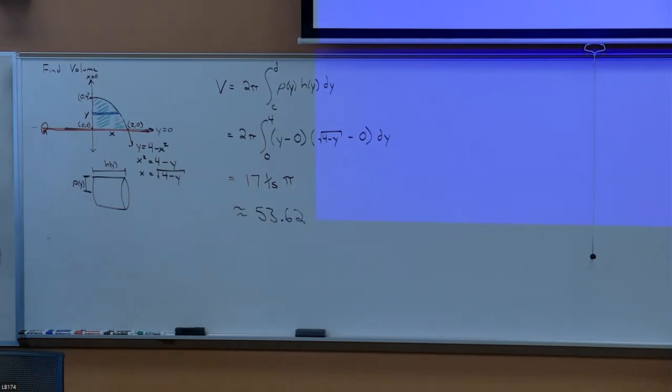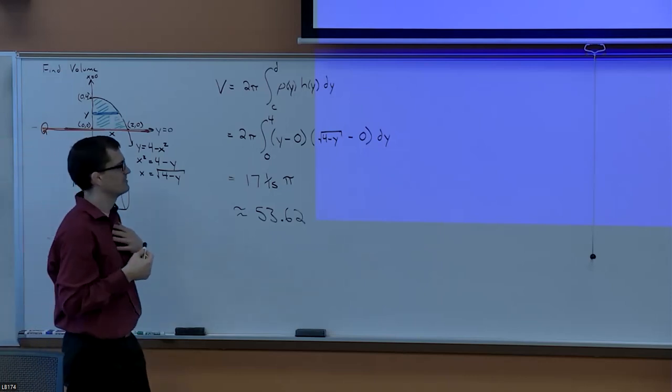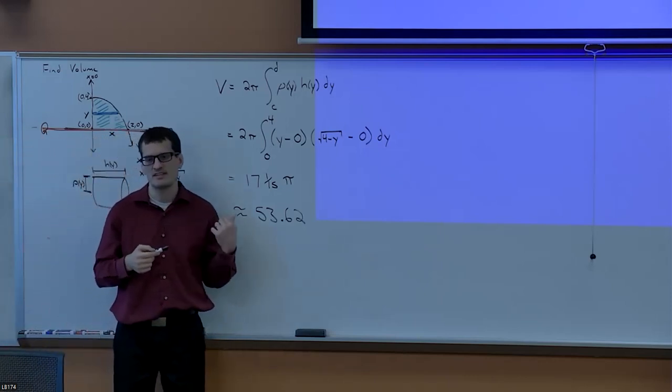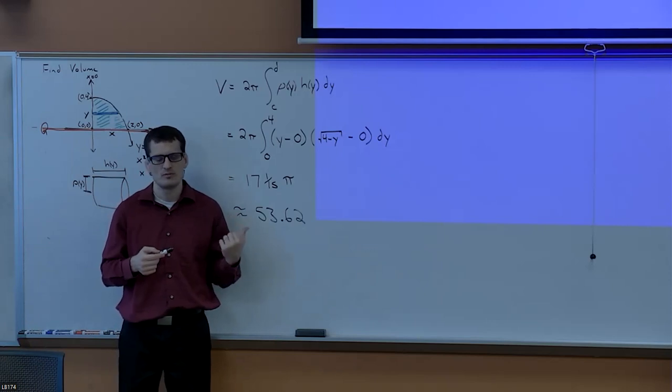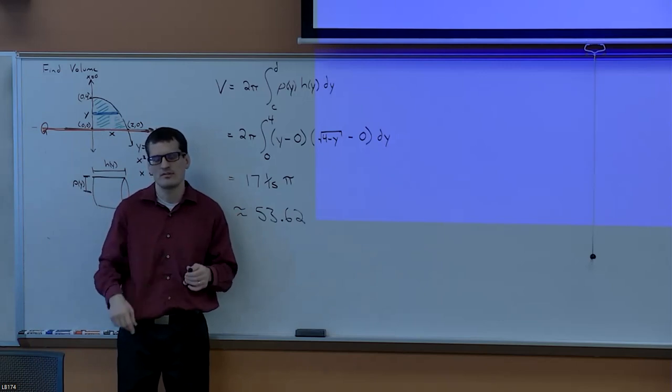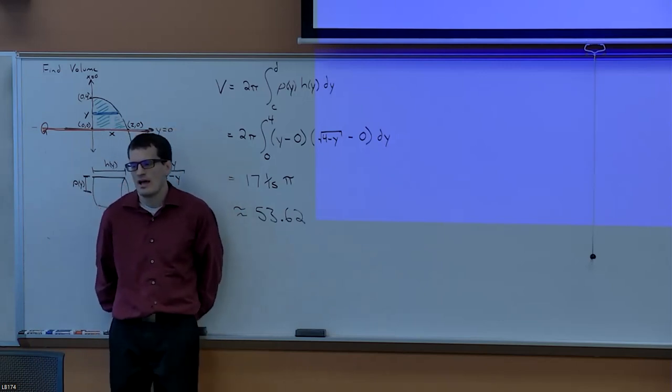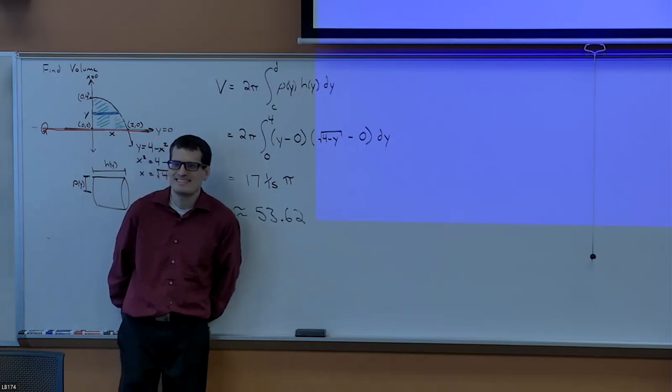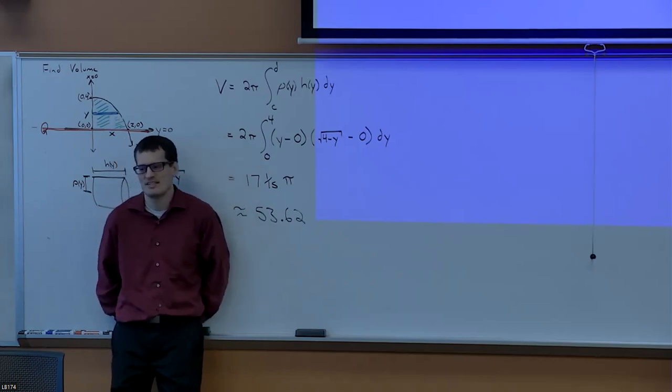By the way, when I solve that, I know it's 17 and 1/15 times pi, for two reasons. One reason is we did it last time, so it should have been 1/15. But also, if you look on your calculator, it isn't exactly 17 and 1/15.